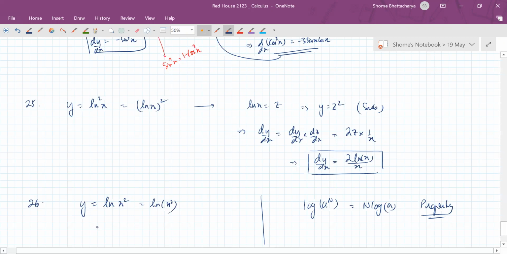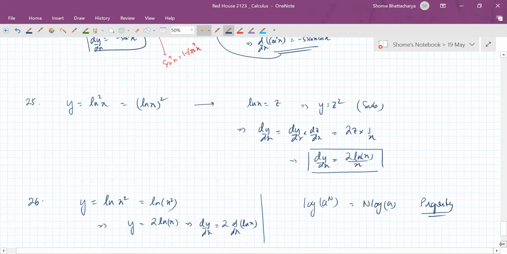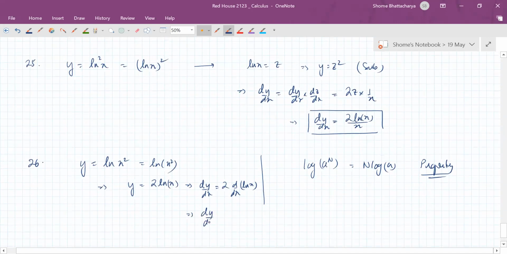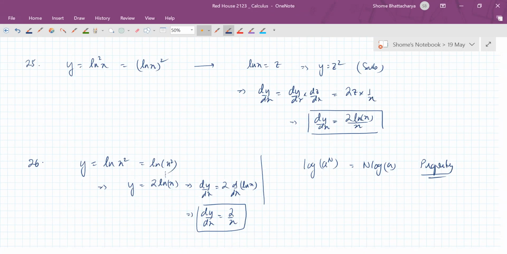This is a property of log. So that means we can say that y is equal to 2 ln x. Then we can differentiate this directly. It's 2 times differentiation of ln x. So that is 2 by x. So this way we can avoid doing anything complicated, because it's reduced to a simple function by using this property that ln x square is 2 times ln x.